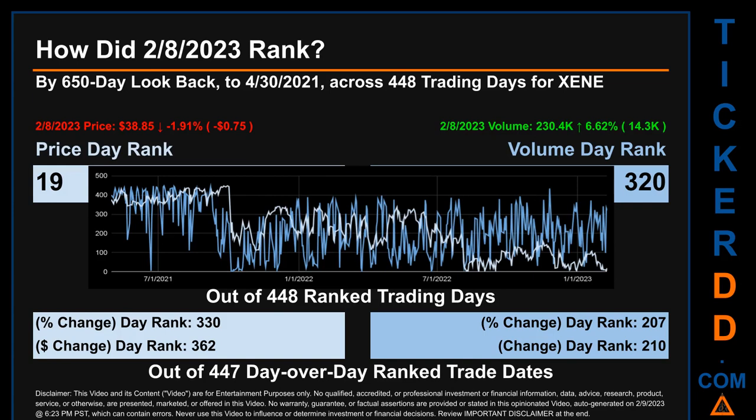The line graph overlays price and volume's daily ranking, as shown respectively in light versus dark blue, across those target trading days. In this view, essentially the dips are good whereas the spikes are bad. The price's day-over-day percentage change, dropping minus 1.91% on the 8th of February 2023, had a day rank of 330, while its dollar difference of minus 75 cents had a rank of 362 when compared day over day across 447 trading days. Volume's percentage change and difference were ranked respectively at 207 and 210.